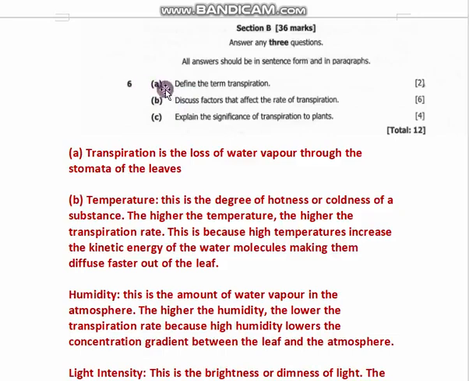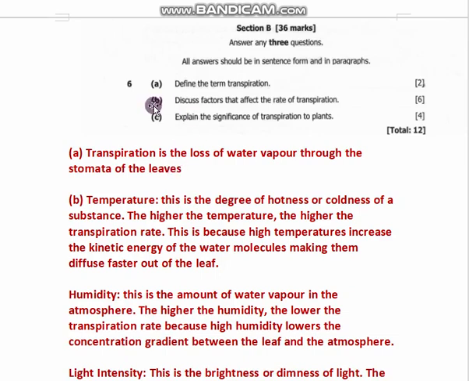question 6A. So 6A reads, define the term transpiration. Transpiration is the loss of water vapor through the stomata of the leaves. This is what we call transpiration. Or if you want, you can say transpiration is a process by which a plant loses water through the stomata of the leaves.